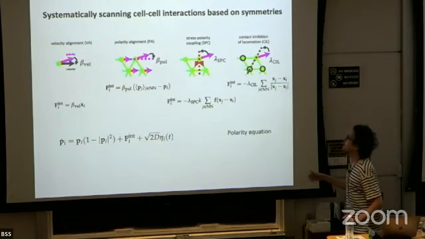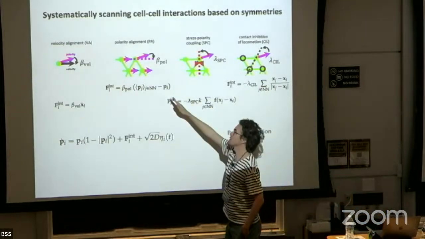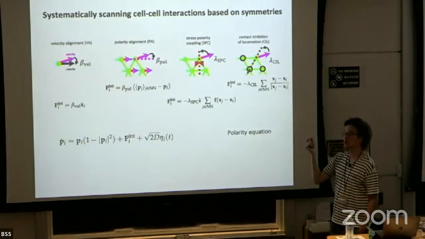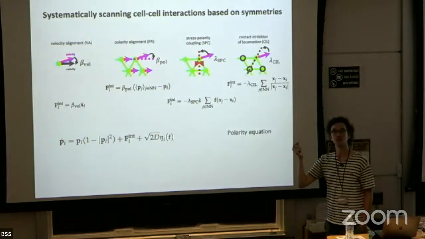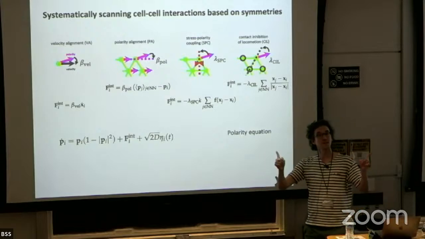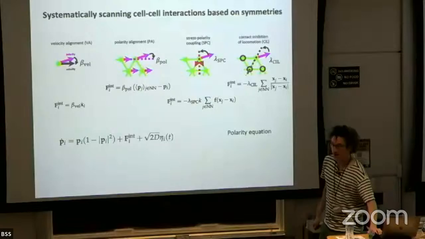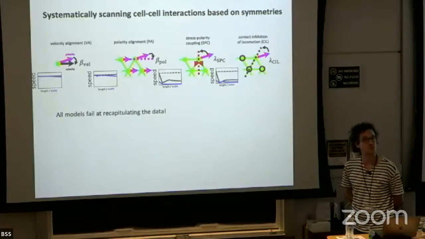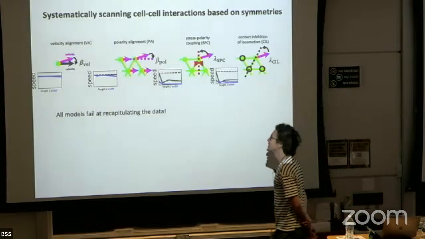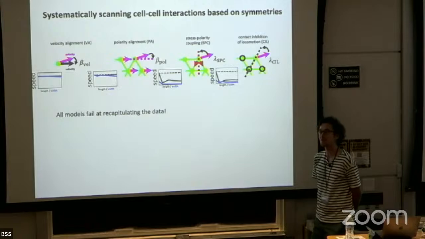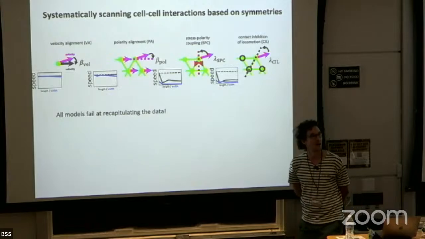So the question is now, we have 4 types of interactions, and what David did is to systematically screen parameter space to ask whether we could understand our data, which is global velocity independent of length, and critically dependent on width. And essentially, all models spectacularly fail at reproducing the data. Which is good, right? Because initially it's disappointing, but I think it's good in a way because it tells you that maybe there's something non-trivial happening in there.